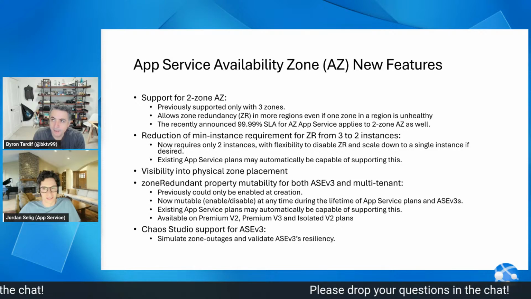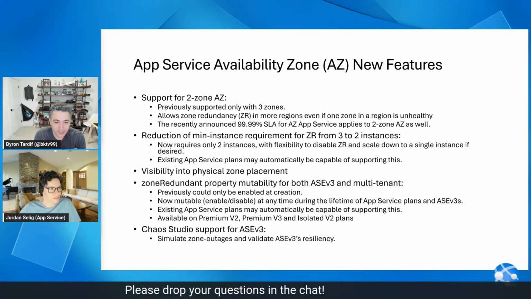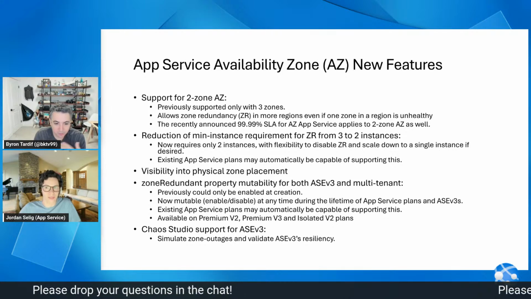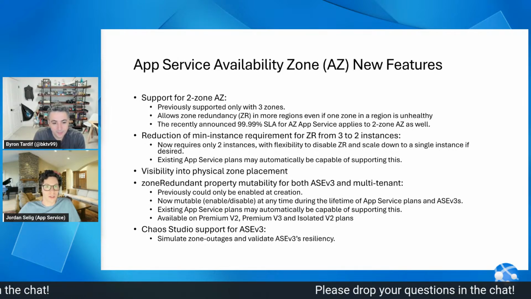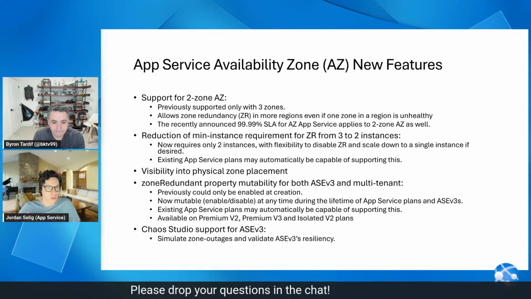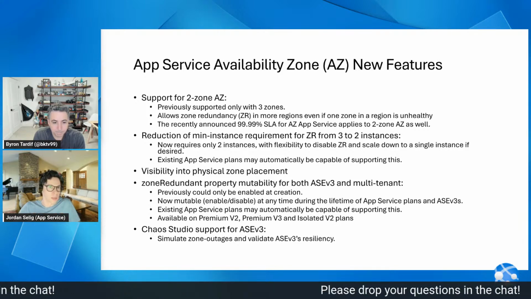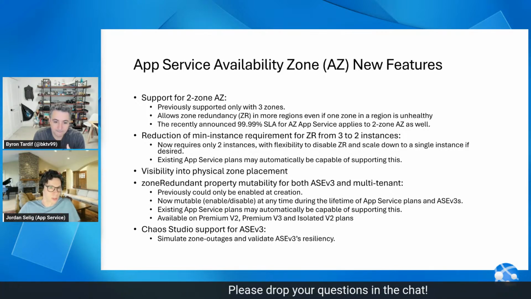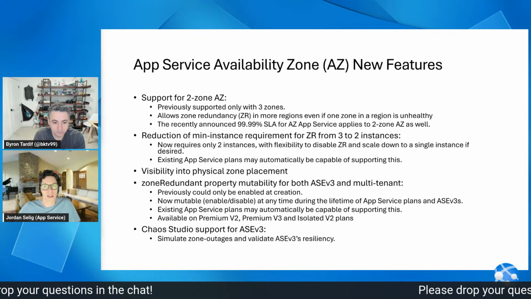So then if I'm an existing App Service customer that's already using zone redundancy, can I then go change it to be 2 zone or 3 zone? Yeah, so this is another great part of this new feature. If you already have zone redundancy enabled, you'll automatically inherit this 2 zone capability because you'll already be on a scale unit that supports 3 zones. So you'll be able to scale down to 2 instances if you don't actually need 3 instances.